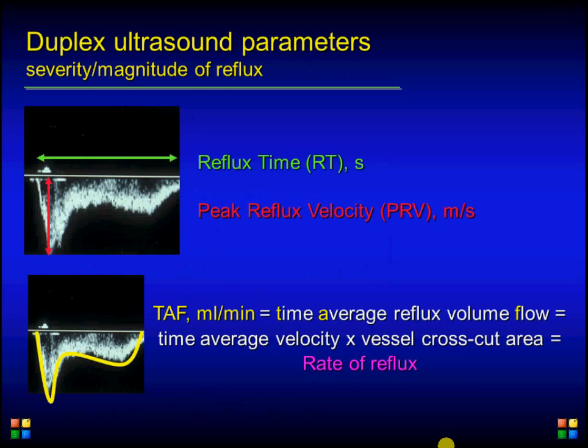The parameters that you can use, now the reflux time that you see here is the usual duration of reflux. Then you have a peak reflux velocity, which is the one that you see here, when you pump it up further and then it comes back, and the peak shows you the peak reflux velocity. You can also measure the area here, and that gives you the time average reflux volume flow. And if you can get a good cross-cut area, you can actually measure the rate of reflux in milliliters per minute.